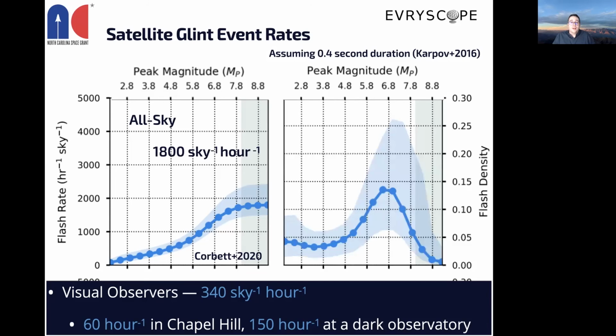On the right here shows the relative magnitude distribution for the same population, indicating that not only are satellite glints common, but they're bright. In fact, they're so bright that many are bright enough to be seen with the unaided eye, though the sub-second durations make it really difficult to actually notice.